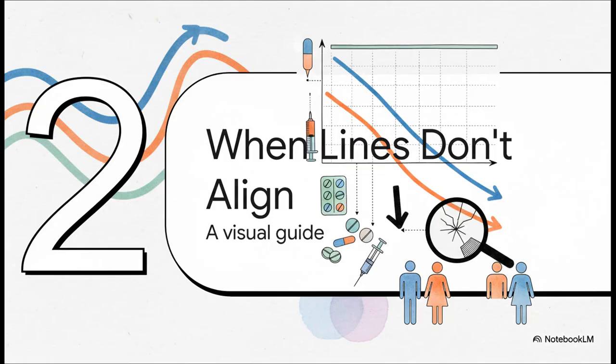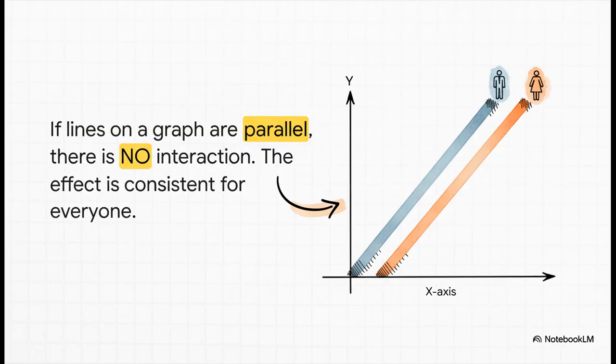Okay, the absolute best way to get your head around this is visually. So let's forget about all the complex formulas for a minute. This is all about looking at the shape of our data. Let's start with the easy one. If we plot our results on a graph and the lines for our different groups are perfectly parallel, boom, that means there's no interaction. The treatment has the same basic effect on everyone. It's consistent. Nice, simple, straightforward.